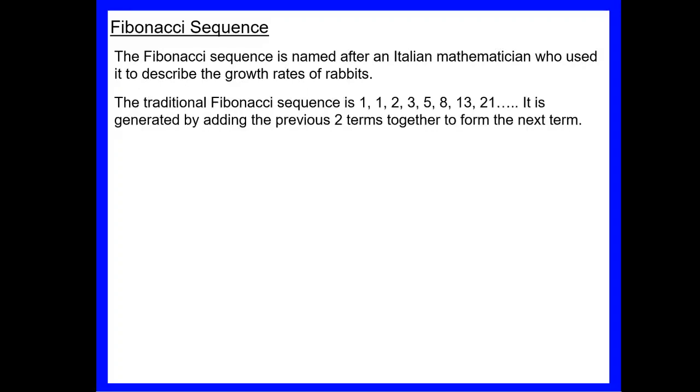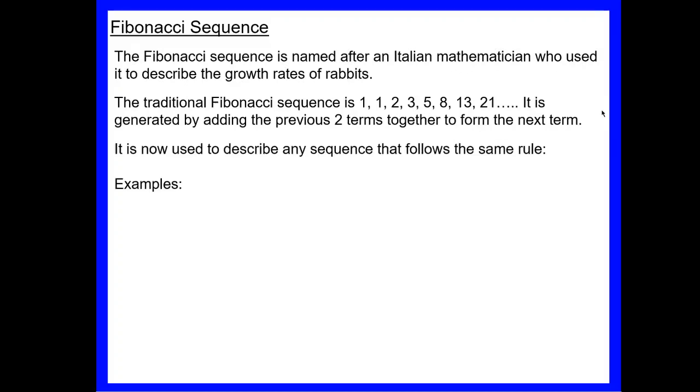The traditional Fibonacci sequence is 1, 1, 2, 3, 5, 8, 13, 21, etc. To be able to create the sequence, we need to know the first two values, and we simply add those two together to get the next one and add those on. So as long as we're told 1 and 1, 1 plus 1 is 2, 1 plus 2 is 3, 2 plus 3 is 5, 3 plus 5 is 8, etc. And we can continue that sequence along.